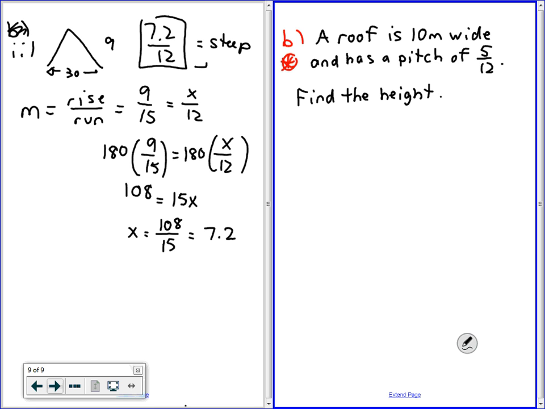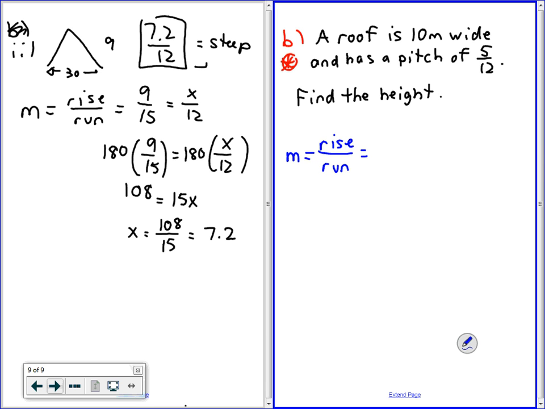Okay, so back to this here, Mason. We're thinking here, what is slope equal again? Rise over run. In this case, what are the two things that we know, what are my two variables going to be? The roof is 10 meters wide, and it has a pitch of 5 over 12.